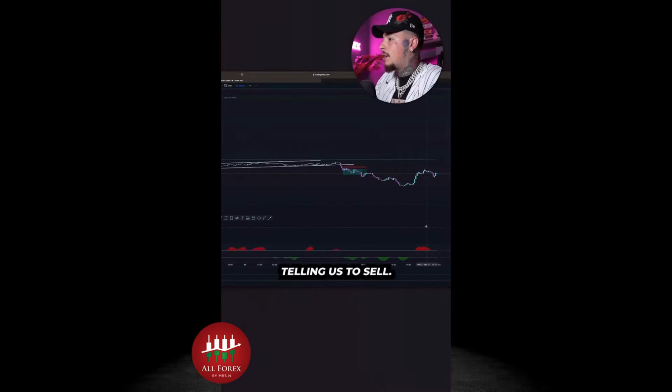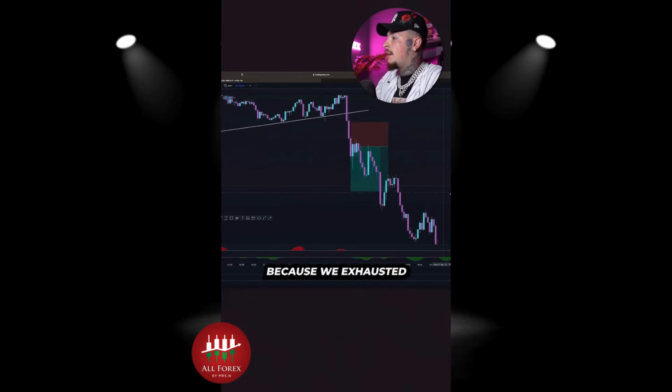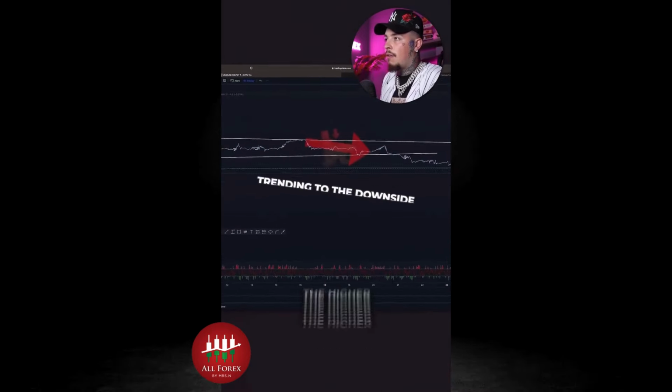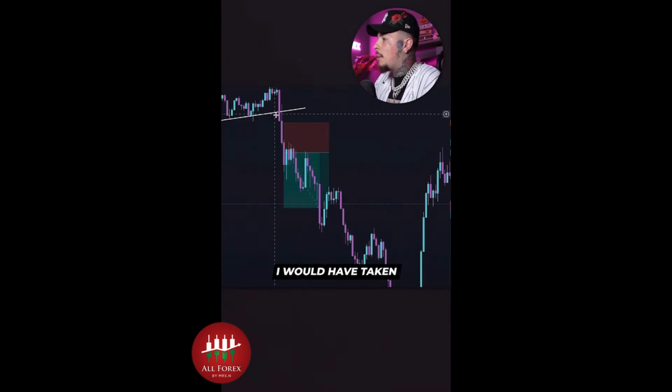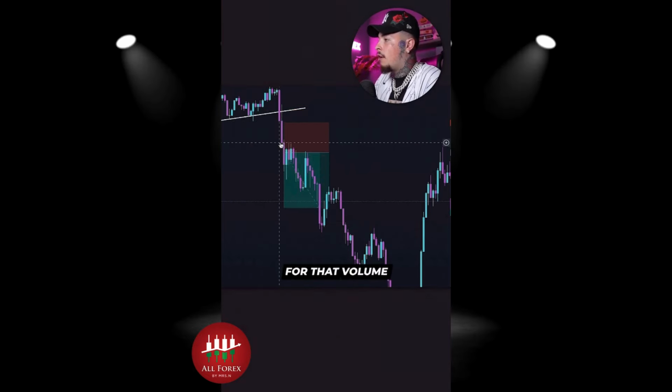So we got a lot of things telling us to sell. We have a lot of confidence here, and I'm able to take the sell position feeling good about it because we exhausted those bears for a while, and now the bears are ready to take back over because overall the higher time frame is a bearish market. I would have taken a sell position here. I would have been happier taking a sell position here, but again, I didn't. I got in very late, waited a few candles. I waited for that volume to kick in.